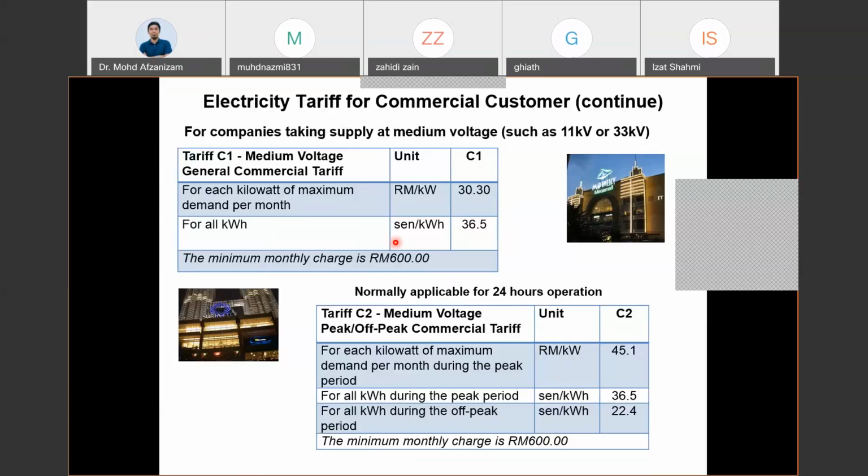So you can see the sample of this one is the Mid Valley Mega Mall, considered as part of the medium voltage general commercial tariff. Okay, so it is not applicable for the 21.